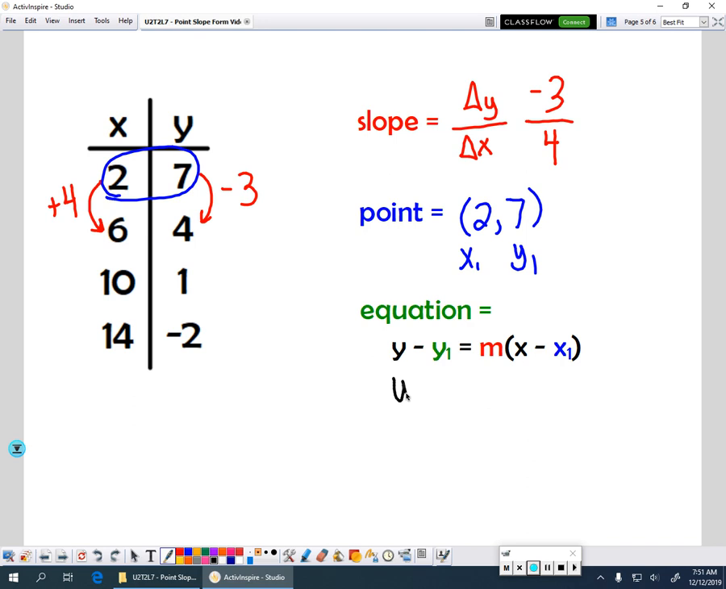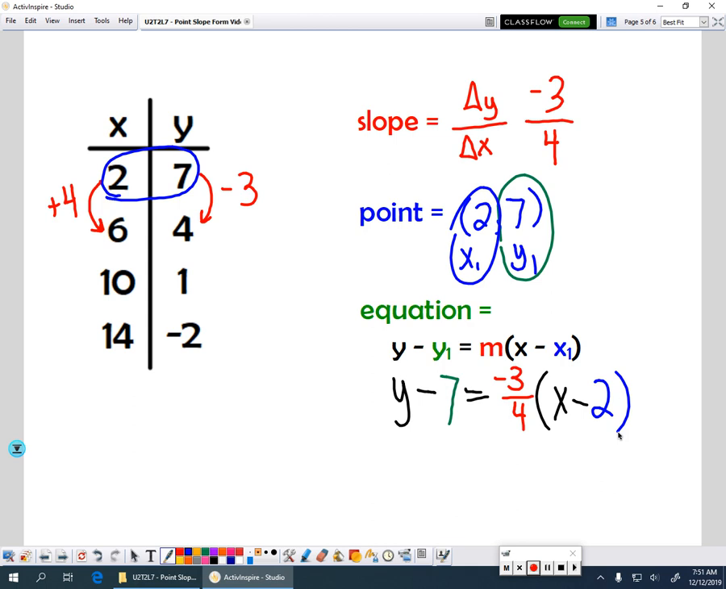So we've got y minus our y value, which is 7. That's going to equal our slope, which is -3 over 4. And then we just keep going. X minus the x value of our point, which is 2. Okay, that's how you find point-slope form from a table.